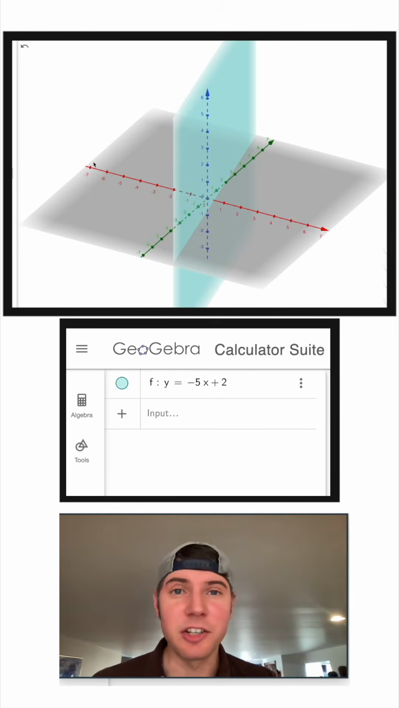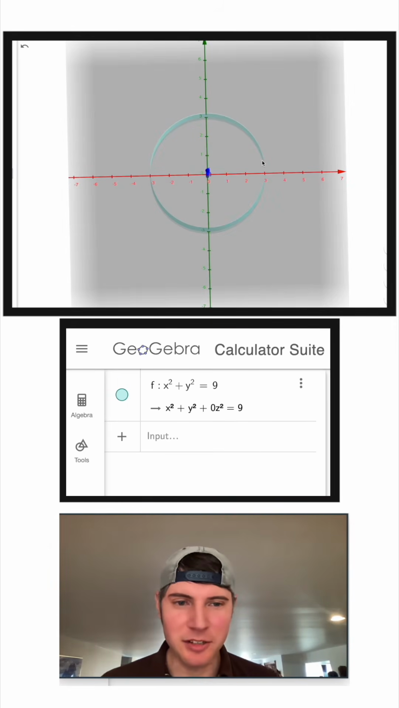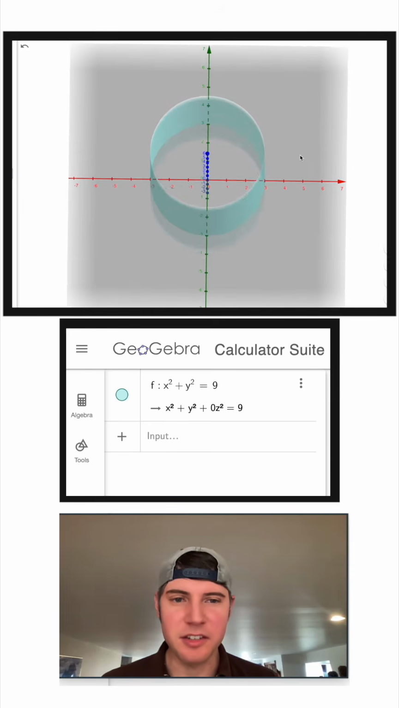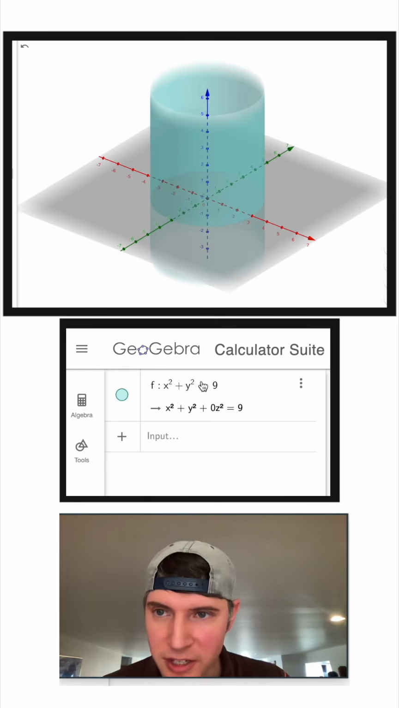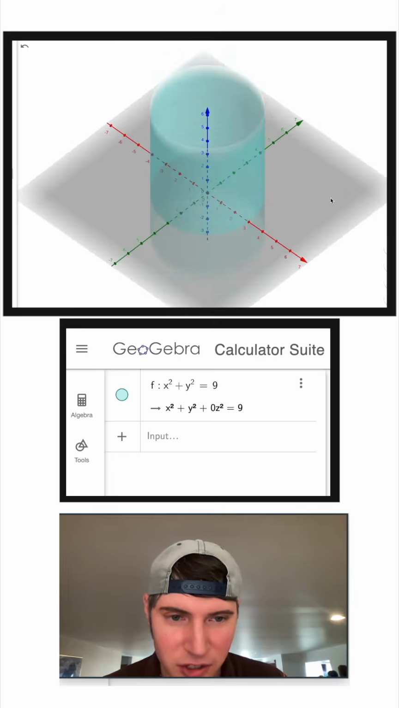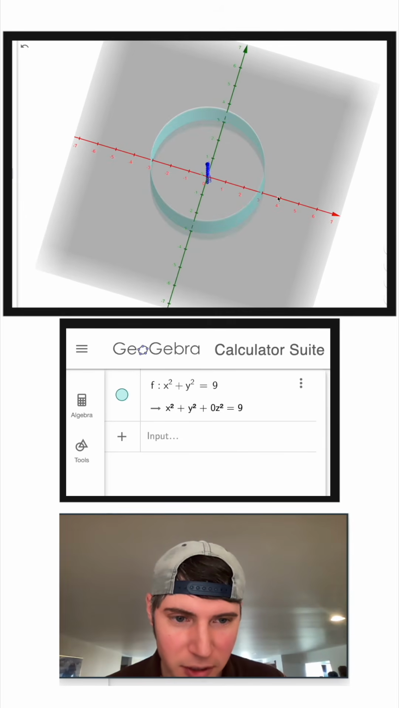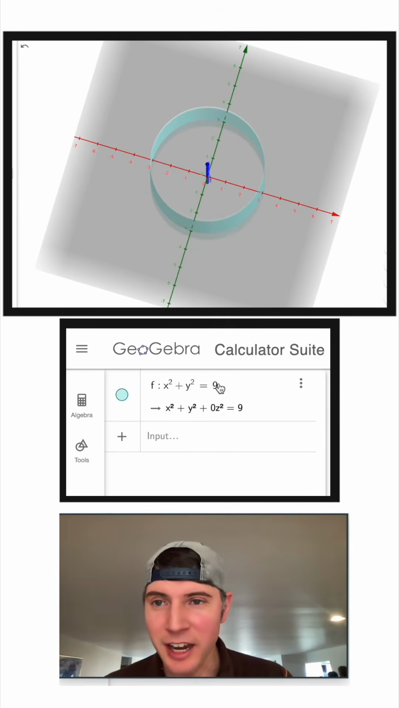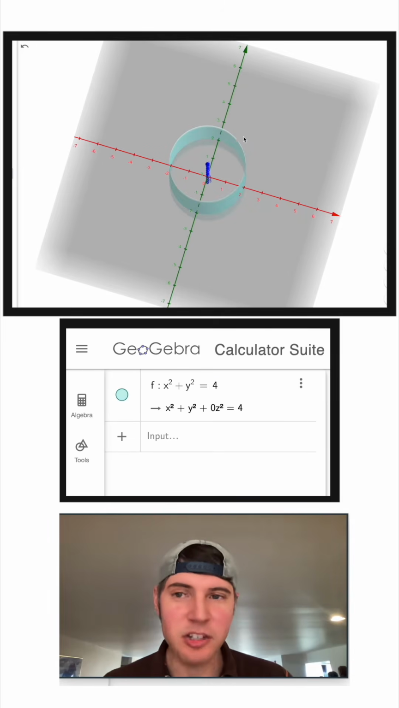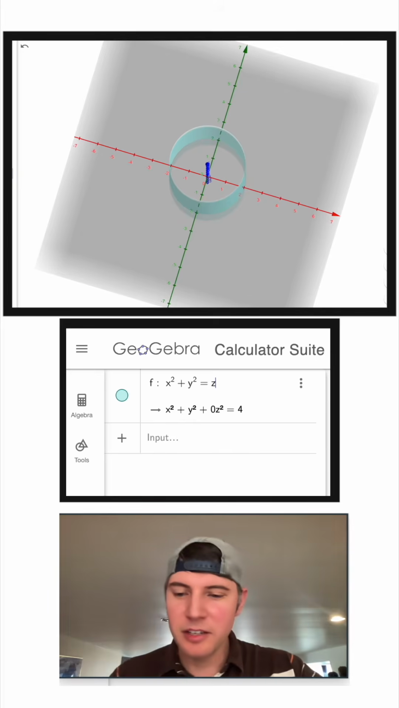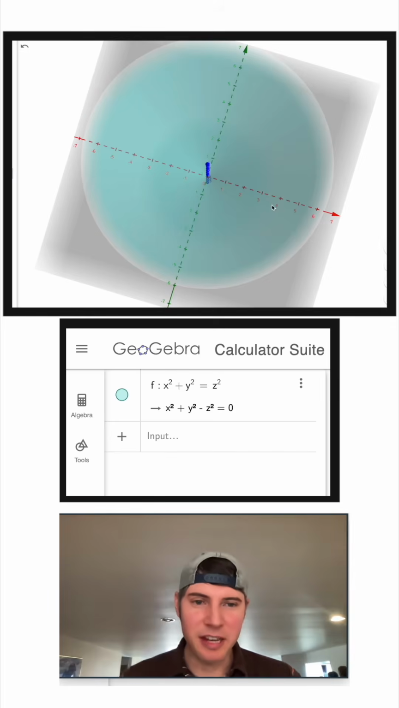We could also do something like a circle. Here it is in 2 dimensions, x-axis, y-axis, and then it makes a cylinder when you go to 3 dimensions. So this 9 right here, that is the radius squared. So you can see here that the radius is equal to 3. If we change this 9 to a 4, it's now smaller. And something interesting happens. If we make this equal to z squared, then it's going to make this shape here.